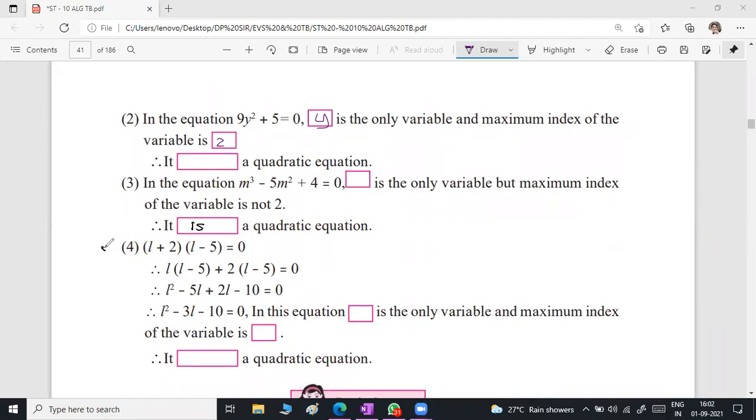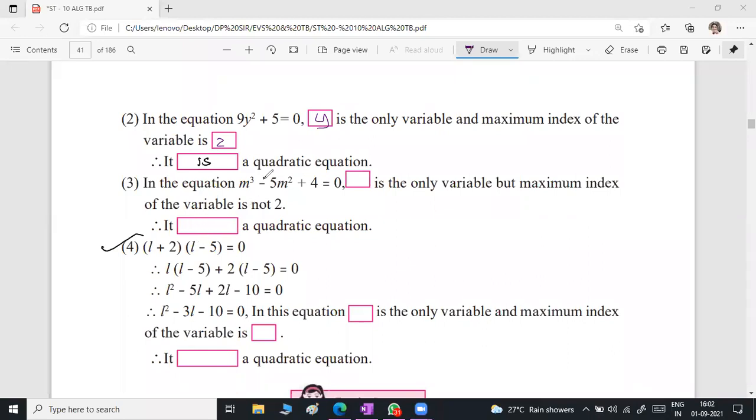Then here, this is just like opening the brackets, and there is L square minus 3L minus, isn't it? Wait a minute, I made an error. That easy will come here, so sorry. So it is a quadratic equation.